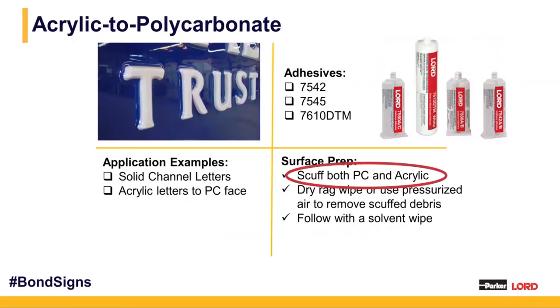prior to bonding. Now, this doesn't have to be an aggressive scuff. A simple Scotch-Brite pad would be good enough. You just need to make sure that you get that first layer or that little bit of sheen off. Once you scuff the bonded area, follow with an acetone wipe and then dispense and bond your parts.